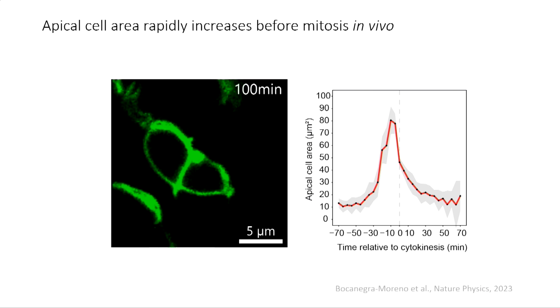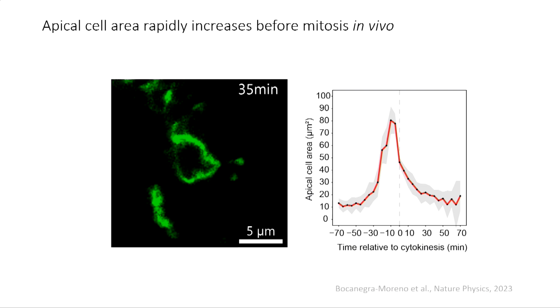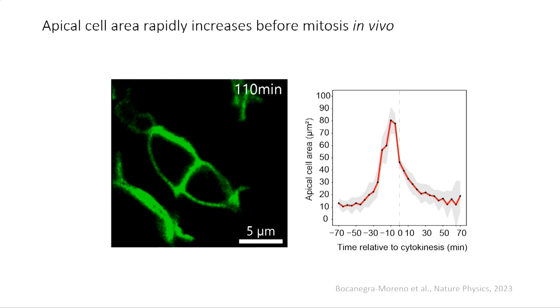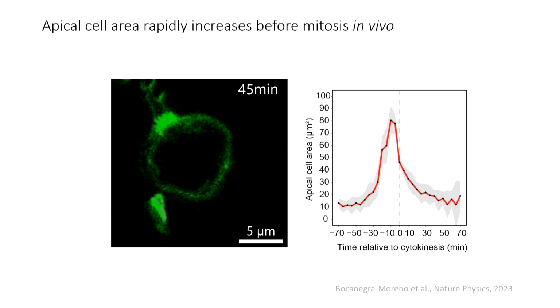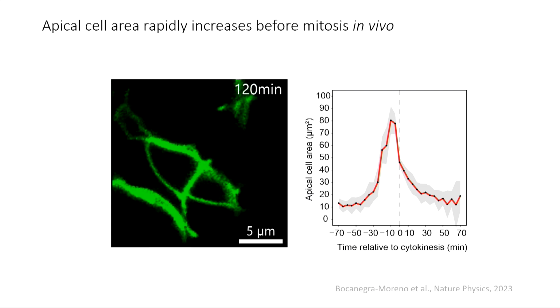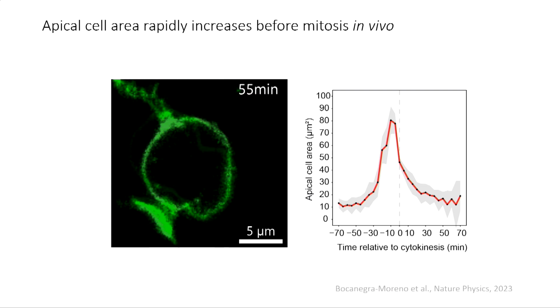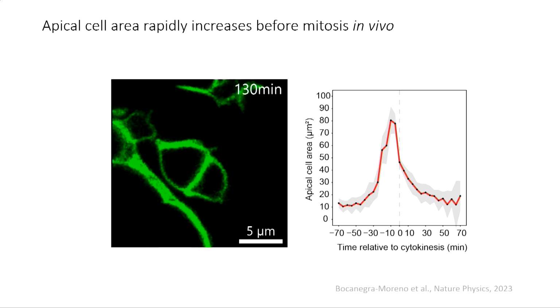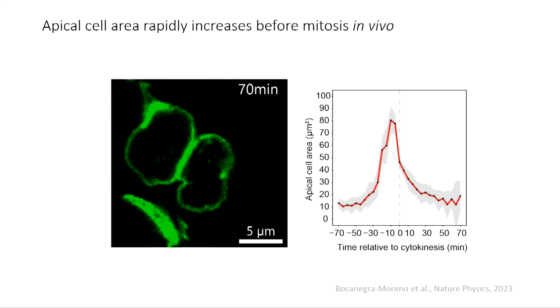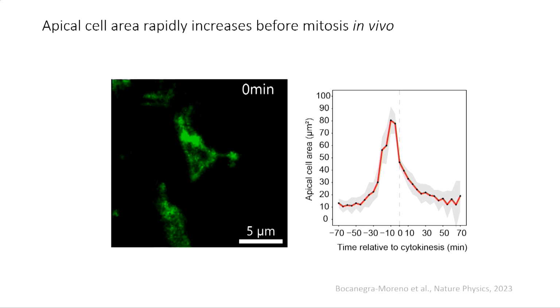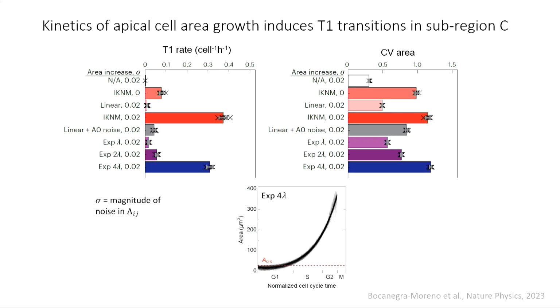And as I promised, the movie of the dividing cell, we were focused on the apical cell area. Also, if this is the division time, it really goes up sharply. So we wanted to test whether this sharp increase is indeed the feature of this cellular dynamics that causes the higher fragmentation. And okay, this is like a physics approach.